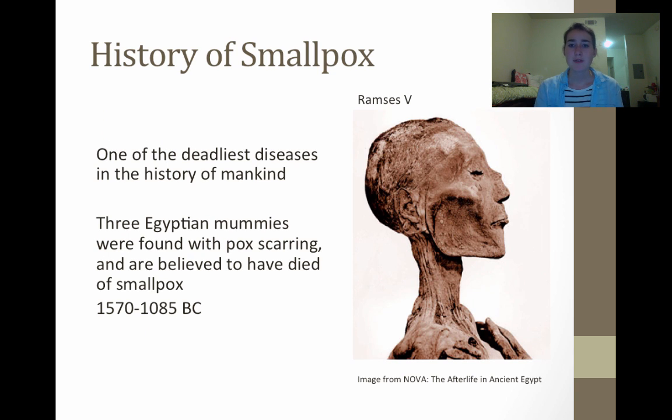So smallpox has been around for a very long time with relatively little variation. The oldest case that we know of is from 3 mummies that lived from about 1570 to 1085 BC. And this is a picture of Ramses V, one of the mummies. If you look closely, you can see the pox scarring on his face. So we know it was at least this old, but this is the oldest case that we found.